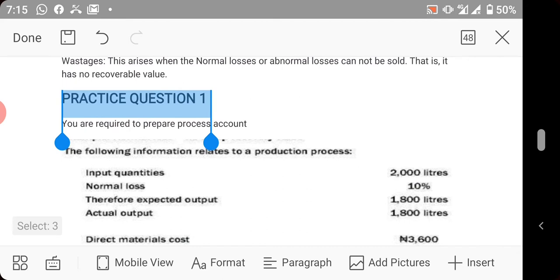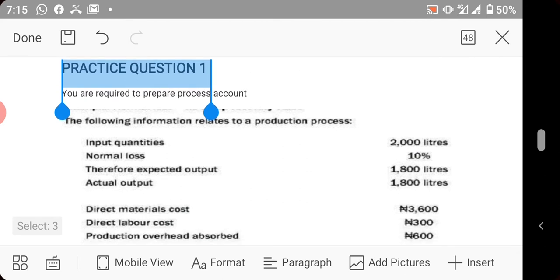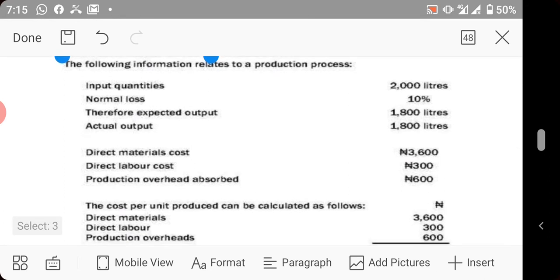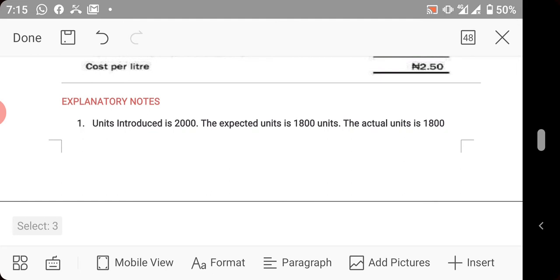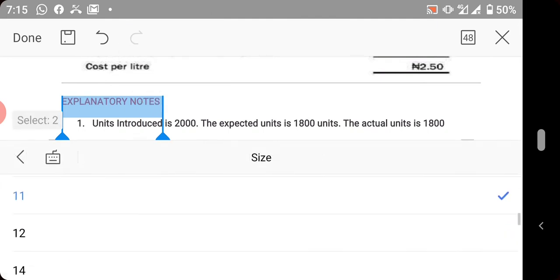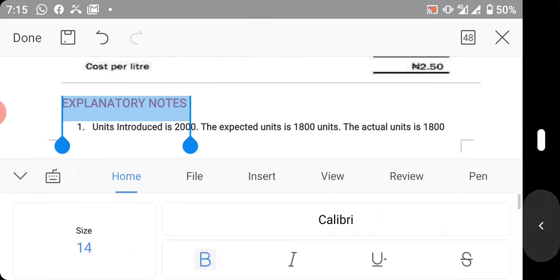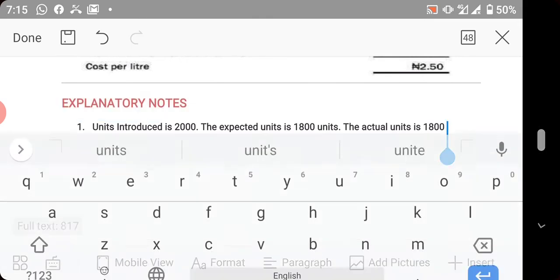Now, I will read it. The following information relates to a production process. Input quantity, this is units introduced, 2,000 liters. Normal loss is 10%. Therefore, expected output is 1,800. Actual output is 1,800 liters. Direct material is 36. Direct labor is 300. Production overhead is 600. Now, you are required to calculate the production cost and prepare the process cost account. So we'll now look at our explanatory notes. In our explanatory notes, we'll look at the simple explanation you need to know. Now, we have it here.